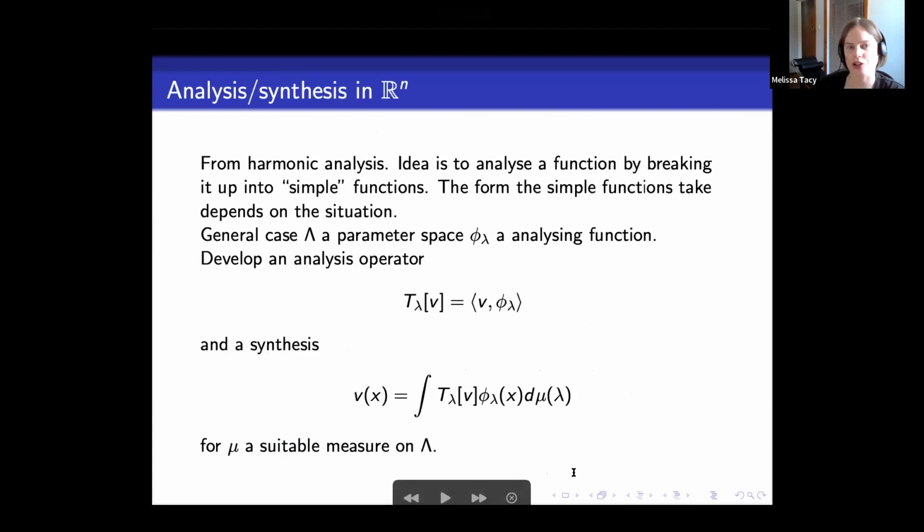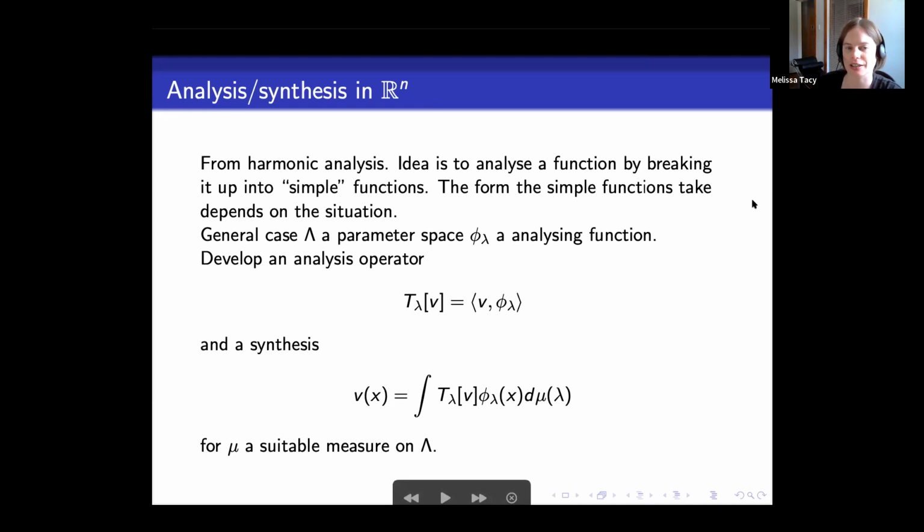So I'm going to jump a little bit to looking at analysis synthesis and then come back to how that is used with the operator. So analysis synthesis, this is something that is very common in harmonic analysis. The idea is that you want to analyze a function by breaking it up into simple functions. The form of the simple functions depends on your situation, and there are many, many different decompositions you can do.